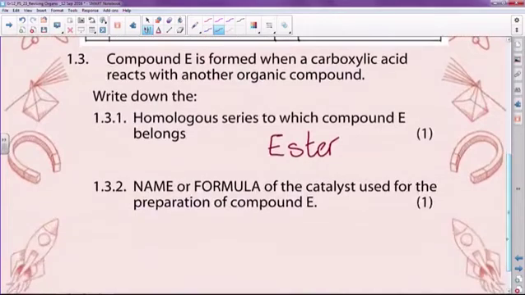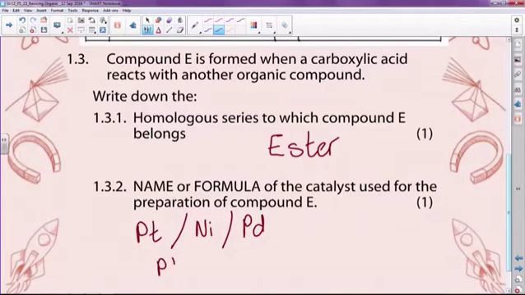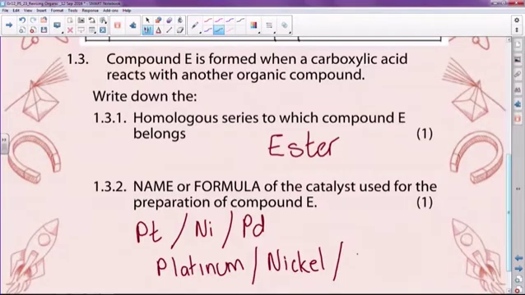Name or formula of the catalyst. Now here you've got a lot of choices. You can tell me that it's either platinum or nickel or palladium. Okay? Learn the one that you can remember how to spell. Okay, so platinum is Pt, nickel is Ni, and palladium, which I actually don't ever spell very often, is somewhere.